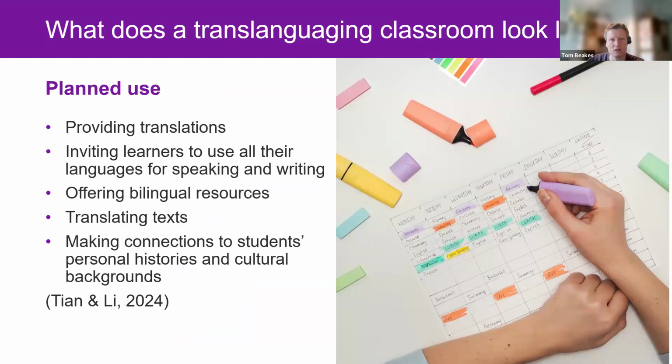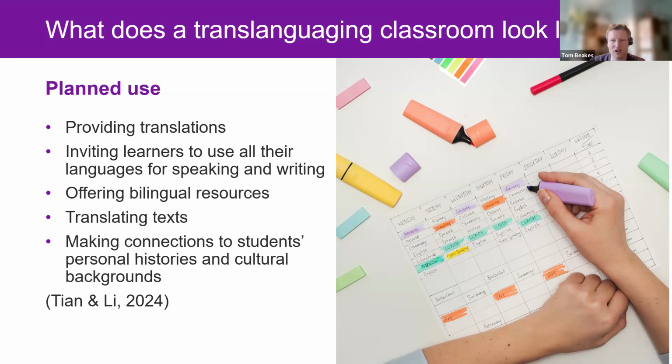But let's look at what planned translanguaging might look like. And here's a list provided from some research done by Zhongfeng Tian and Li Wei in their recent paper. So most of these are quite self-explanatory and often common practice in EAL support. And I'll talk later in a bit more detail about how we might exploit some of these strategies in a bit more depth. For other examples of planned use of translanguaging, I recommend you watch the webinar we did a couple of years ago with Eowyn Crisfield, and I'll share a link to that after the webinar with you.